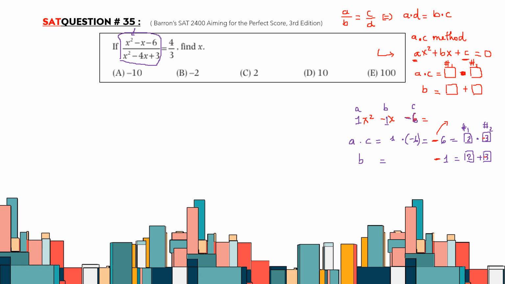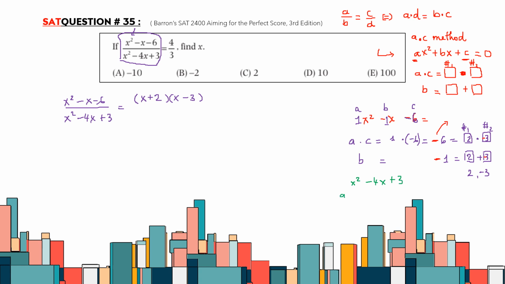That is one of our solutions. So how do we write that down? We write x squared minus x minus 6 over x squared minus 4x plus 3 equal to, open parenthesis, x plus 2, x minus 3. Those are the numbers we found, 2 and negative 3. We do the same for x squared minus 4x plus 3.